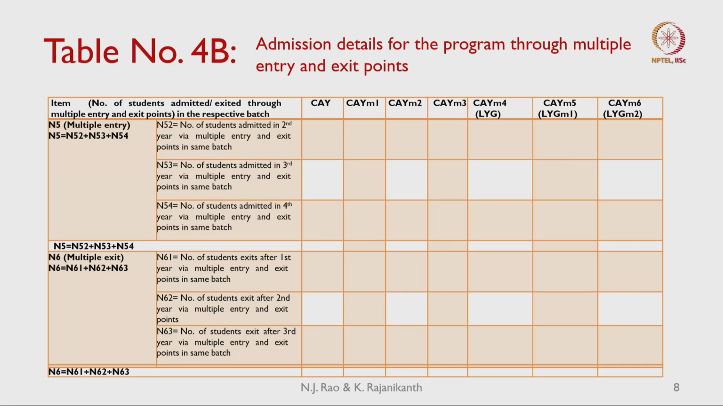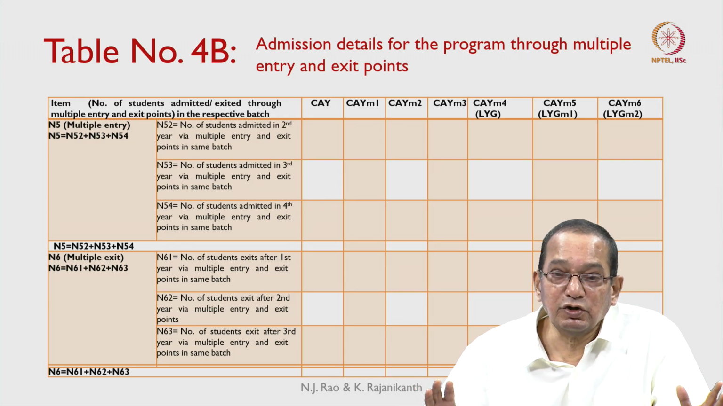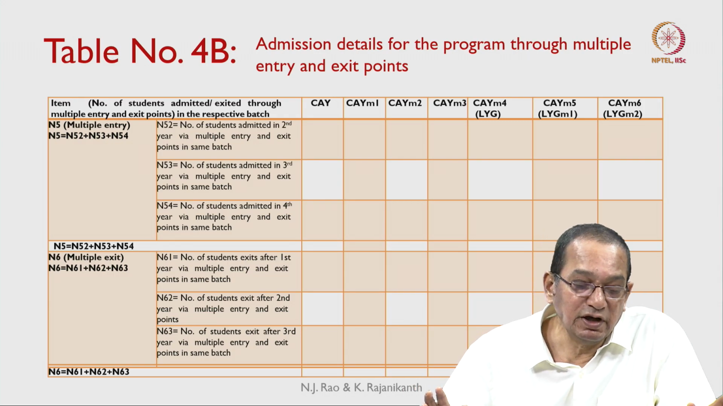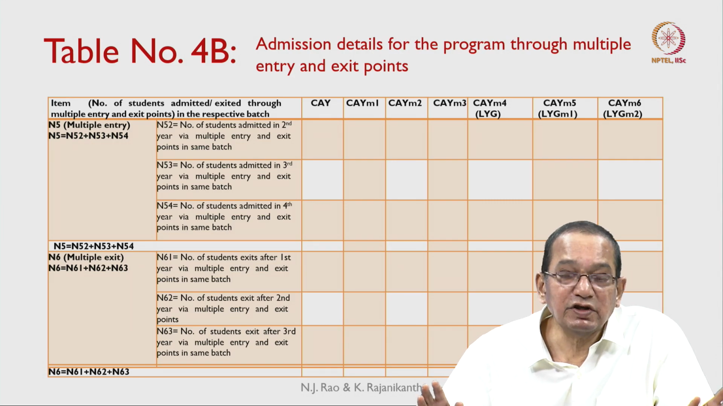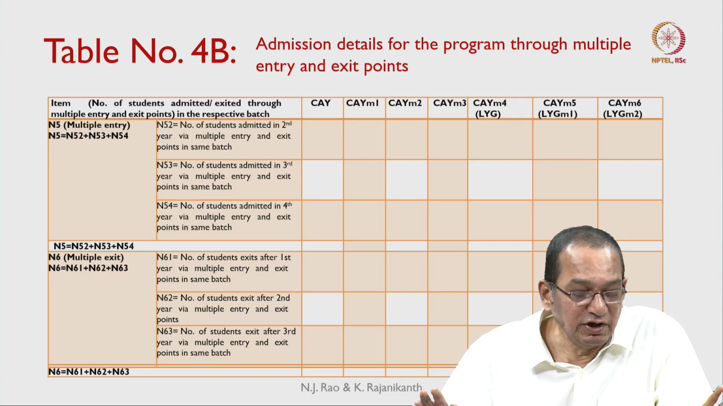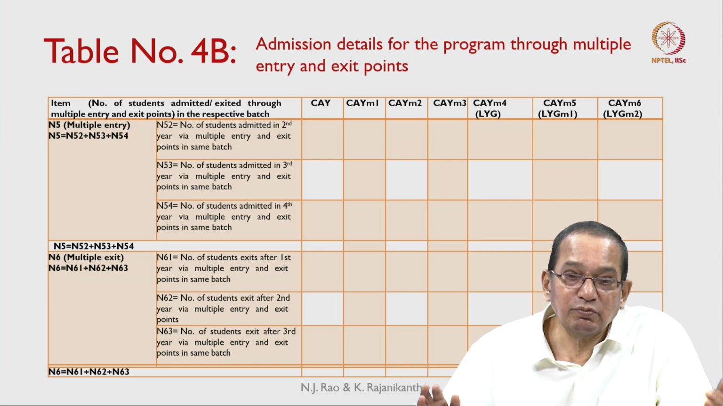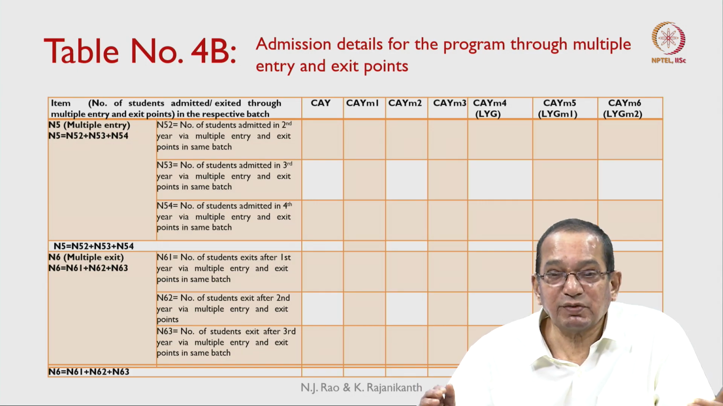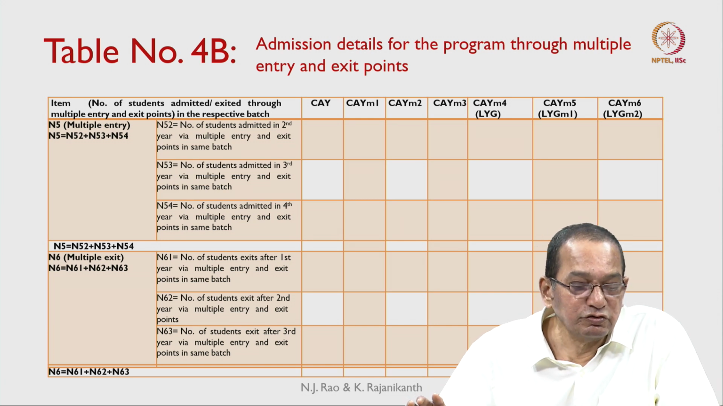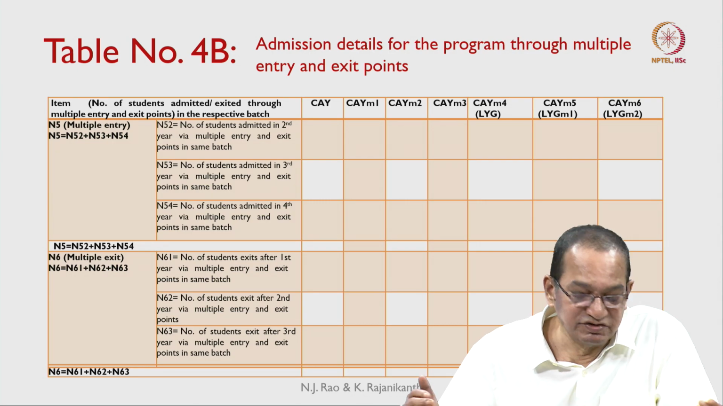Then admission details for the program through multiple entry and exit points. As I mentioned, NEP 2020 permits multiple entry and multiple exit. So, if such a thing has happened, provide those details. Multiple entry details you provide, then multiple exit details also you provide. Entry you are adding to the student community population, exit you are subtracting from the student population. So, N5 is entry, then N6 is exit.